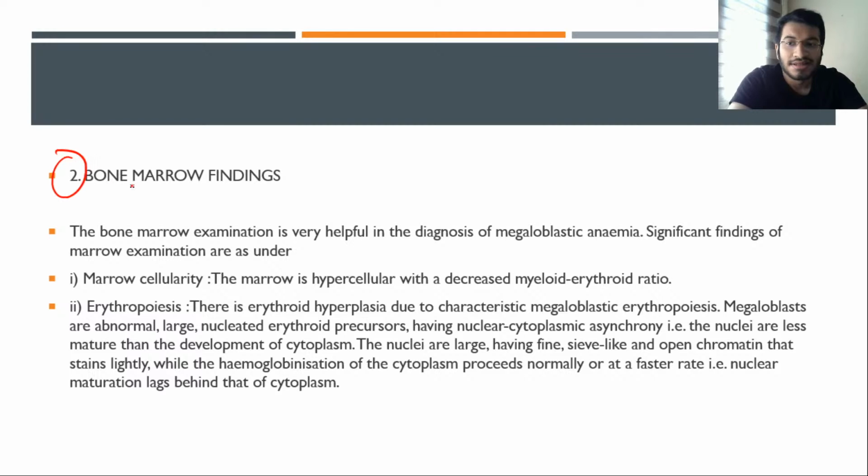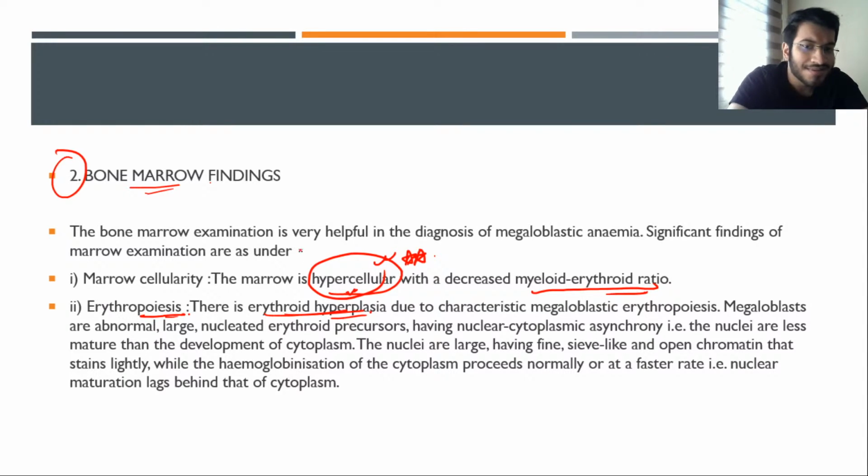Bone marrow findings. Bone marrow cellularity will be hypercellular, with a decreased myeloid-erythroid ratio. There will be erythroid hyperplasia, which will increase the cellularity, same as in iron deficiency anemia. And due to the characteristic megaloblastic erythropoiesis, megaloblasts are abnormal, large, nucleated erythroid precursors having nuclear cytoplasmic asynchrony.